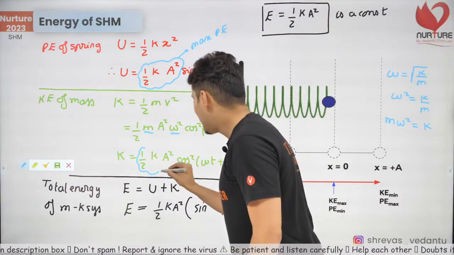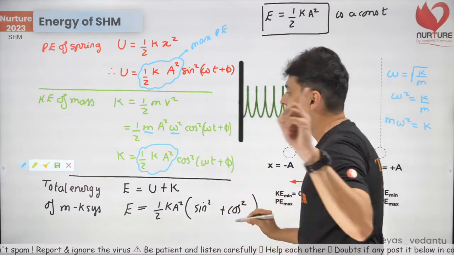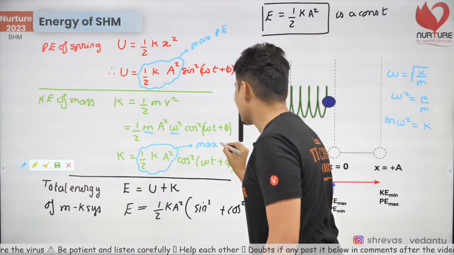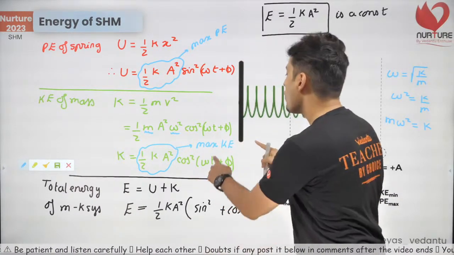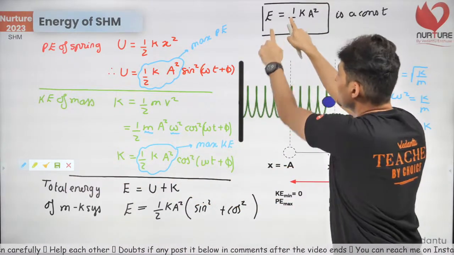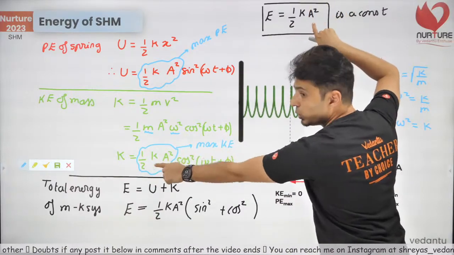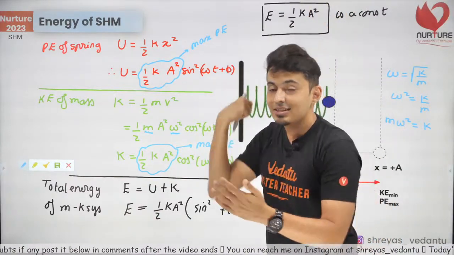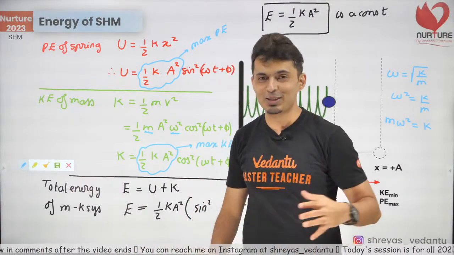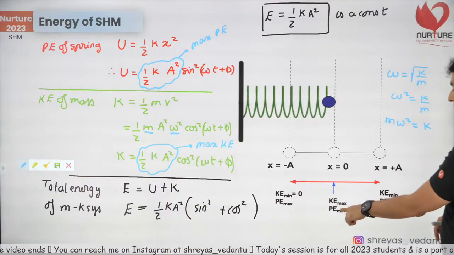Same way, there will be a time when this cosine square term will become 1, and this is going to be the max kinetic energy. Where do you think the kinetic energy will be equal to the total energy? Come on, think about it. This will happen at the mean position, because it will go with maximum speed at the mean position.